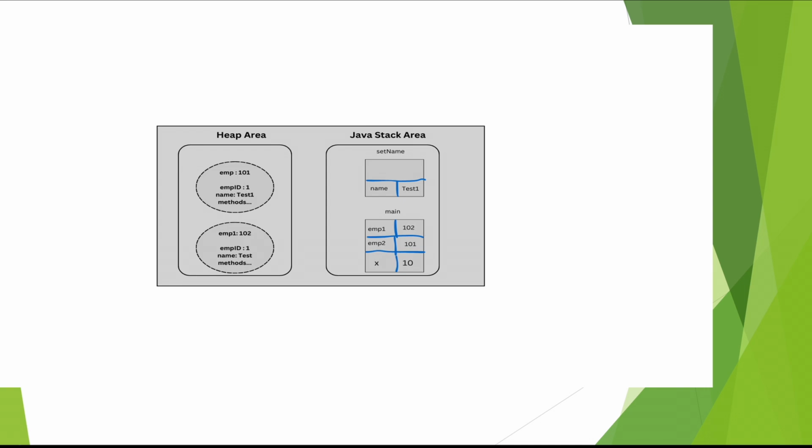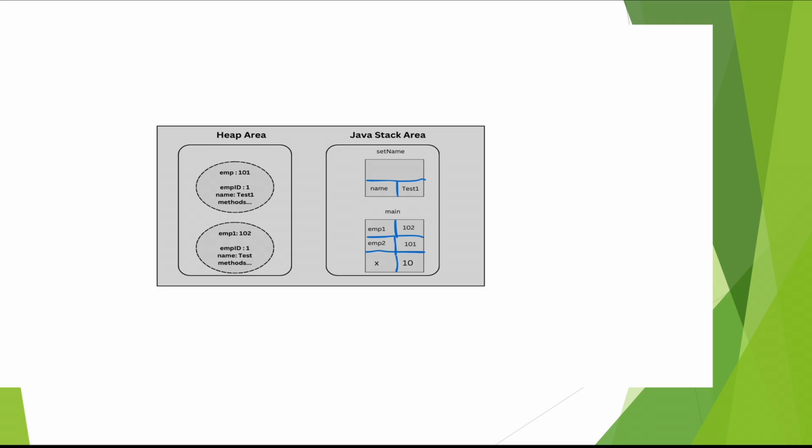with address 101. Sorry, this is employee one object, not employee two. This is employee one with address 101. This is the address of the object where our object is stored in the heap area. So this reference variable points to the address, which points to the object in the heap area. Inside the heap area, the object is created with address 101, which contains employee ID 1 and employee name as test.